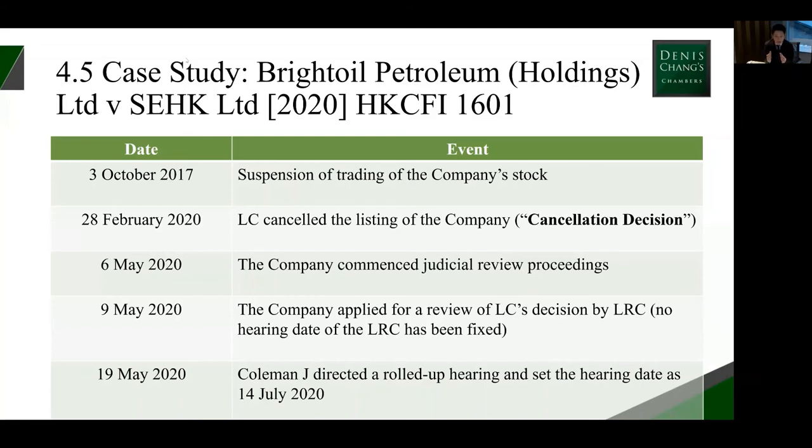You recall that the judicial review procedure is a two-stage procedure. First of all, you have to satisfy the court that there is a reasonably arguable case, or a real prospect of success. And then if the court grants leave to judicial review, it will become inter partes. But there has been a recent trend that the court is inclined to direct a roll-up hearing. That means both the leave and the substantive hearing will be conducted at the same time. Next slide, please.